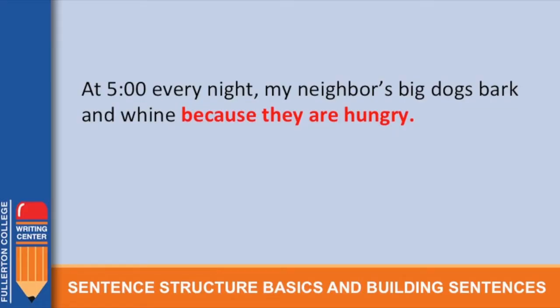In the case of our example, the second sentence, they are hungry, shows the reason that the dogs bark, so we should use the conjunction because. At 5 o'clock every night, my neighbor's big dogs bark and whine because they are hungry. Now we have a complex sentence that contains a lot of descriptive information and the sentence is grammatically correct.